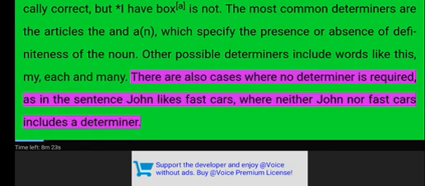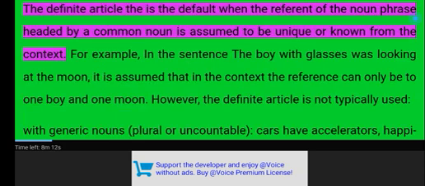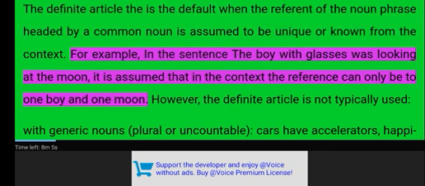There are also cases where no determiner is required, as in the sentence "John likes fast cars," where neither "John" nor "fast cars" includes a determiner. The definite article is the default when the referent of the noun phrase headed by a common noun is assumed to be unique or known from the context. For example, in the sentence "The boy with glasses was looking at the moon," it is assumed that in the context the reference can only be to one boy and one moon.